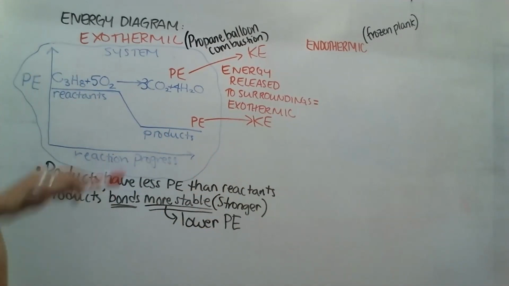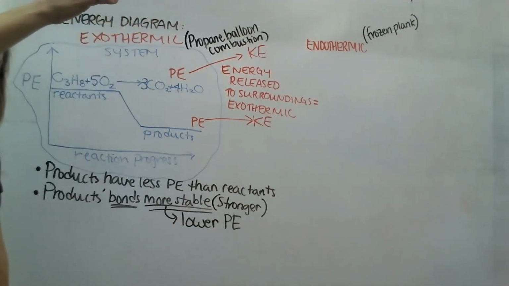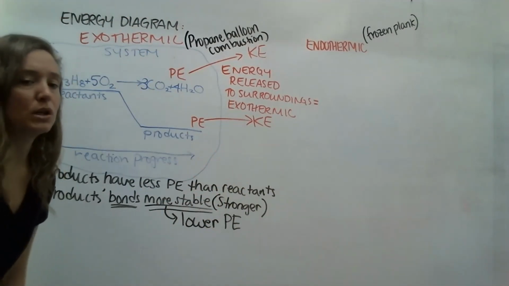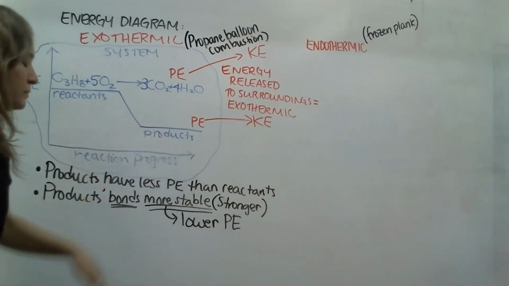potential energy. Just like if I have any object suspended up high, that's less stable than after it drops and falls to the ground. So lower potential energy on the ground, more stable. Lower potential energy in the products of an exothermic reaction, more stable.